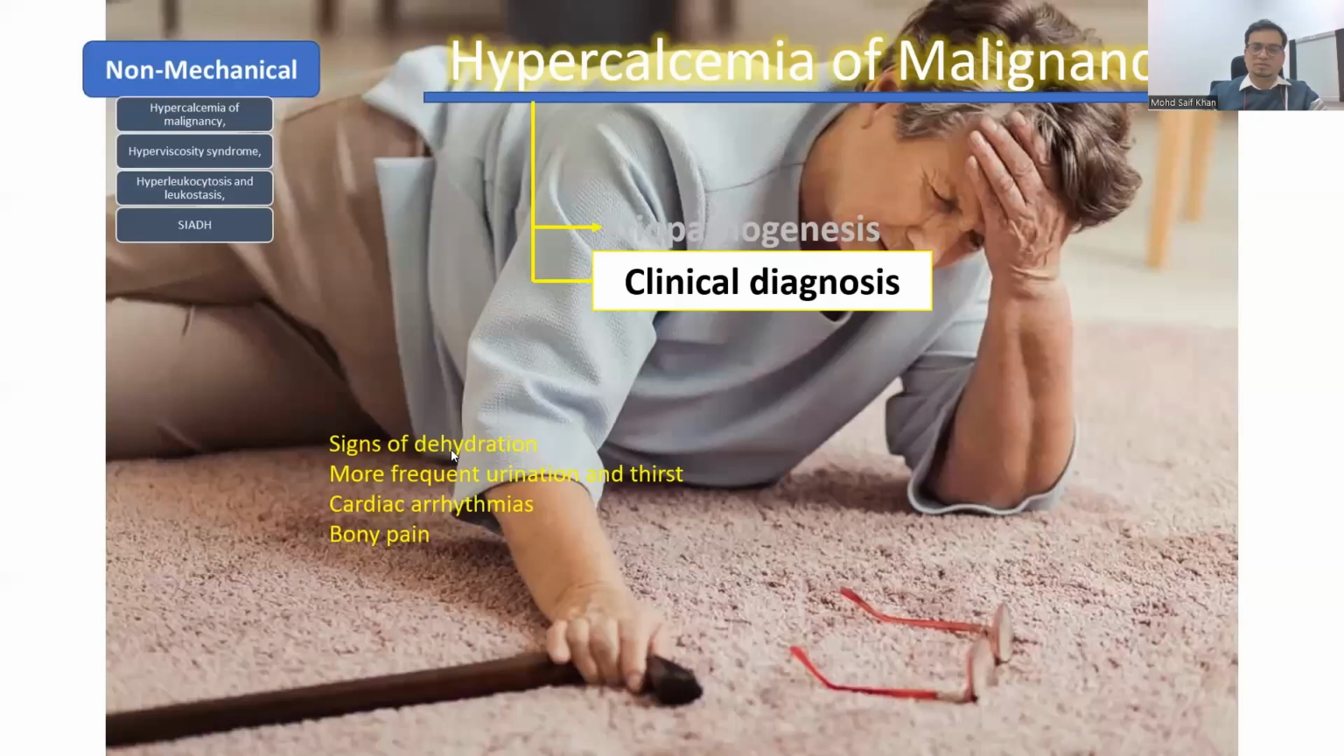So the signs are vague. Symptoms are also vague. Hypercalcemia can lead to osmotic diuresis, and that will result in hypovolemia. So such patients will have severe dehydration once they present to the emergency. In such patients, you may need to perform an ECG because hypercalcemia can cause a variety of ECG abnormalities, arrhythmias, and even cardiac arrest, which can occur at a level of more than 15 milligram per deciliter of total calcium.